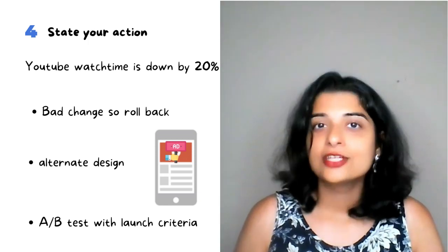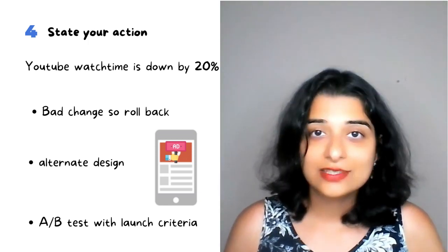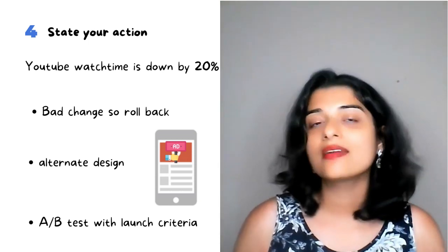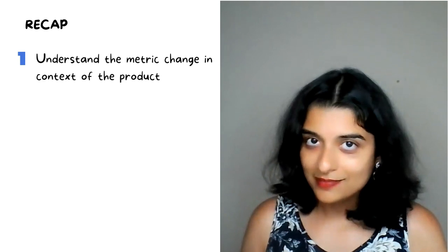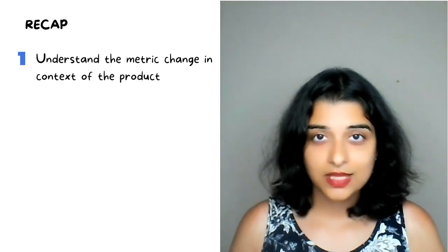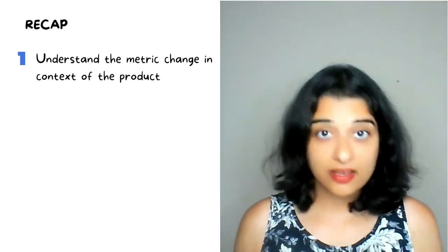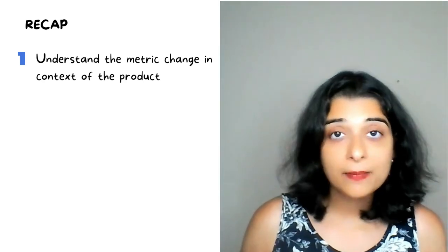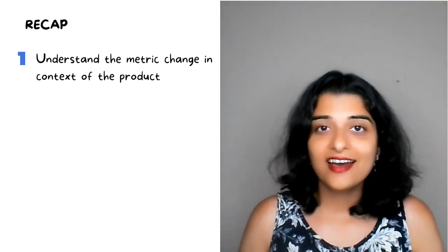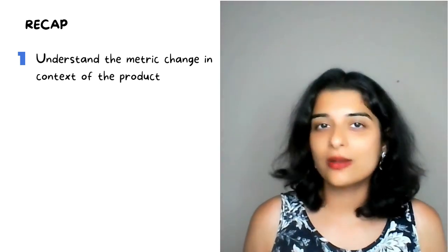So there you go. 4 steps to ace your root cause analysis questions. With that, we come to an end. And here's a quick recap of what you learned. Step 1, understand the impact of the metric in context of the product. So understand the metric definition. Is it a North Star metric? And how is it related to the North Star metric? To assess if it's a good or a bad change.